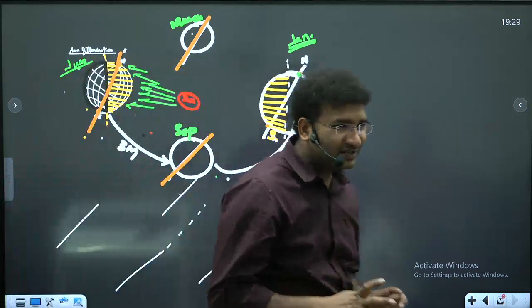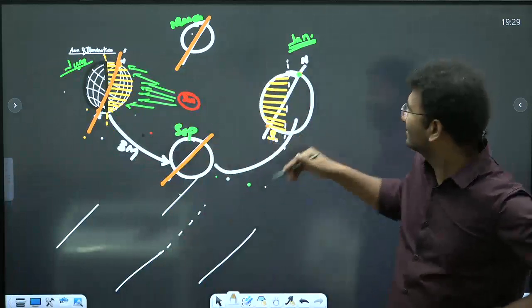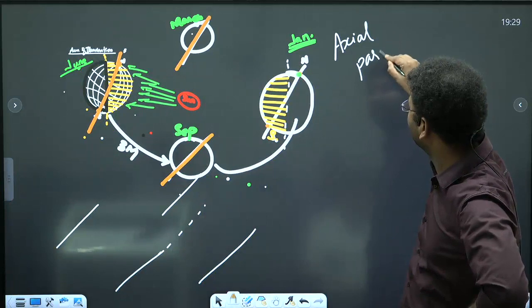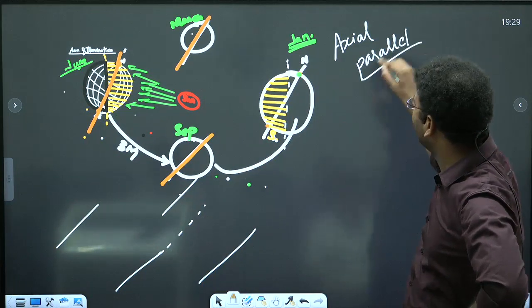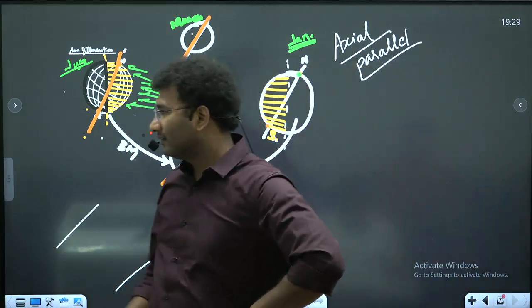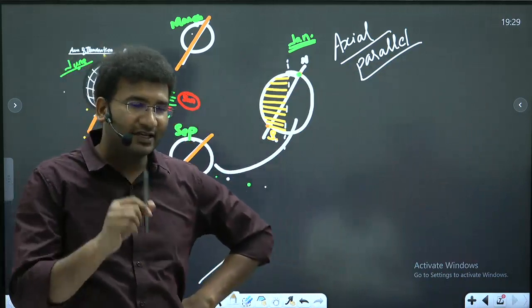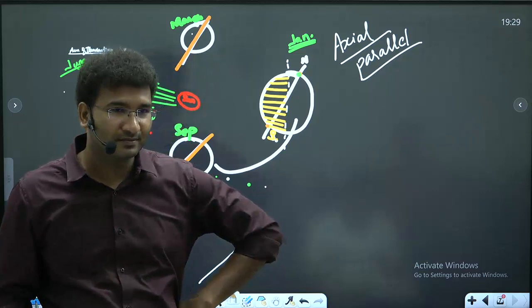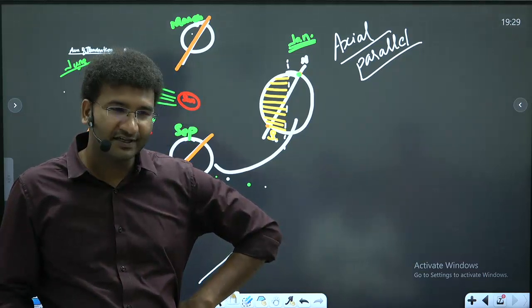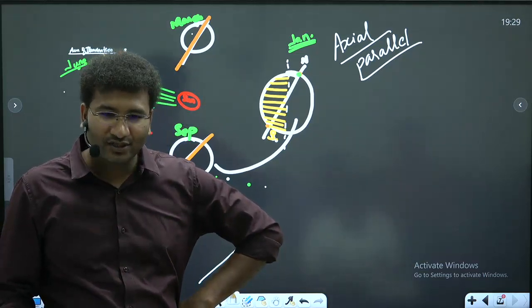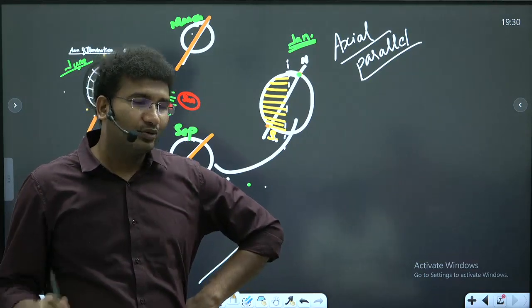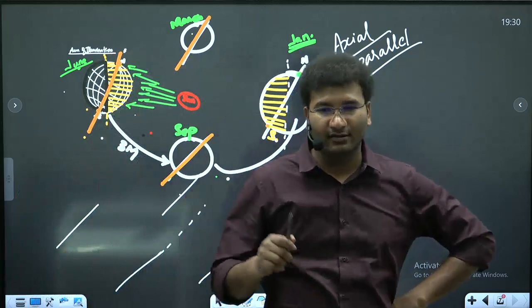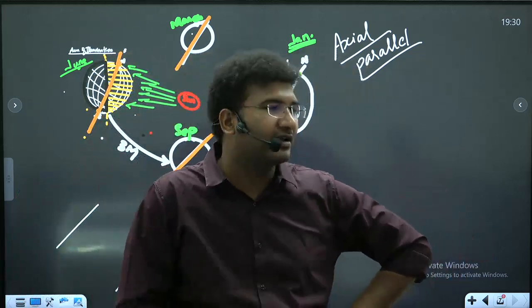Now this particular activity is called as axial parallel. The Earth is always having its axis parallel to its previous position. ठीक है? Earth हमेशा उसका जो axis है ना, to its previous position it will have parallel angle. Now this is called as axial parallel.